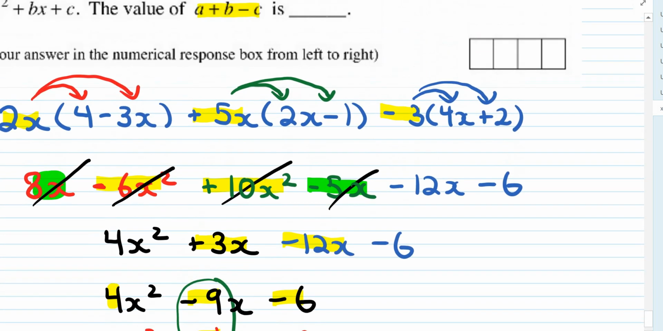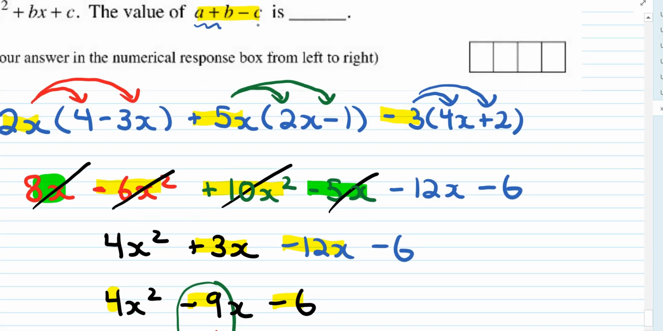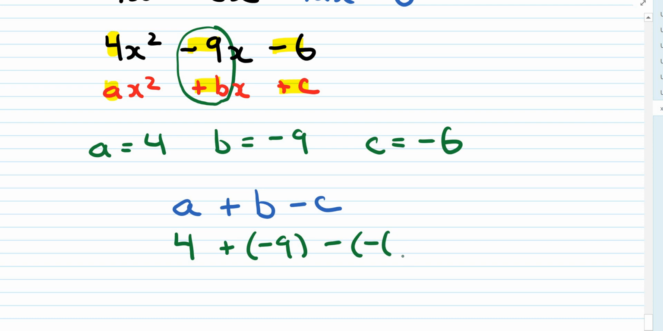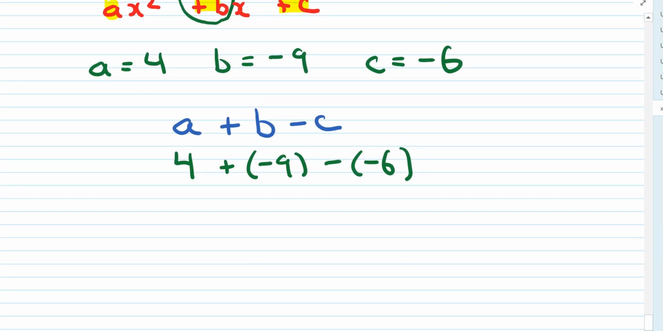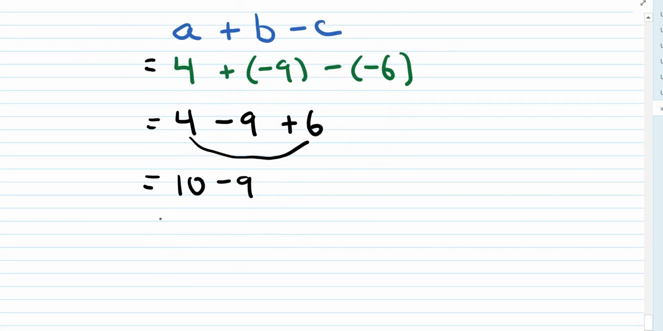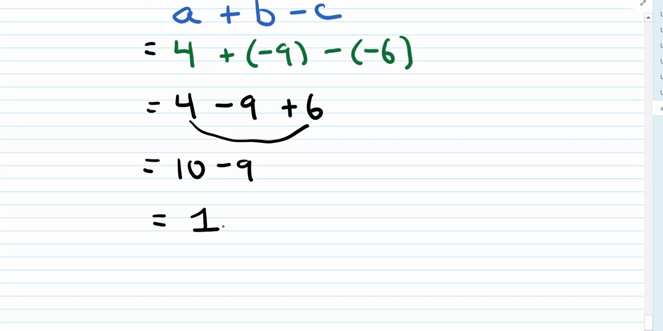And finally, what we need to do is evaluate a plus b minus c. So a is 4, b is negative 9, and c is negative 6. Okay, so this will be 4 minus 9 plus 6. 4 plus 6 is 10, minus 9, and 10 minus 9 is going to be 1.